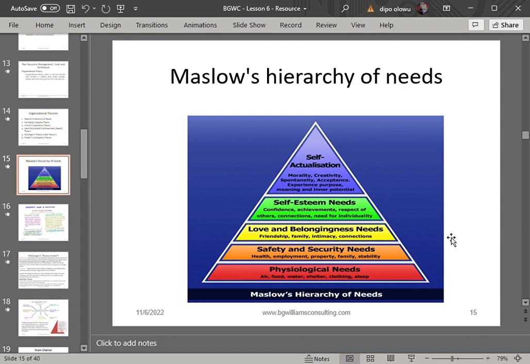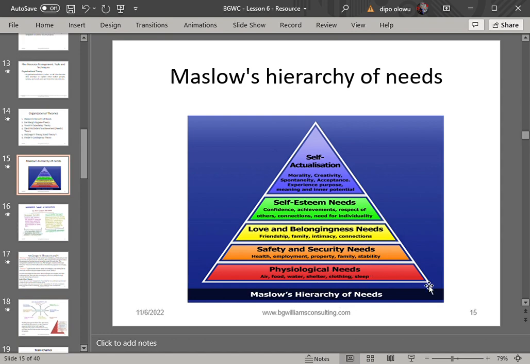Imagine you are working with a team on a project whereby some of your physiological needs are not met. There will be problems. You won't be able to give your best. That is the Abraham Maslow. So this is the hierarchy of needs.